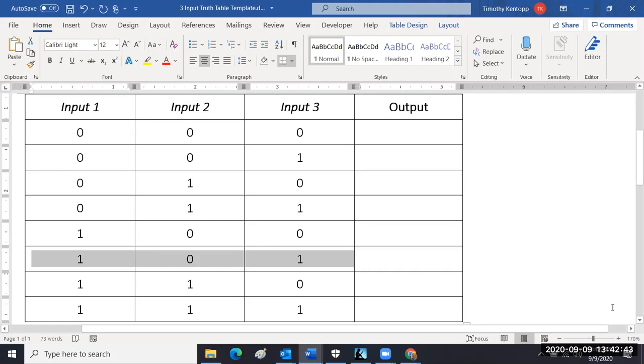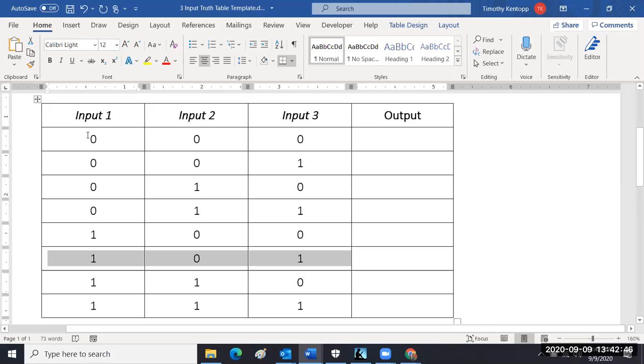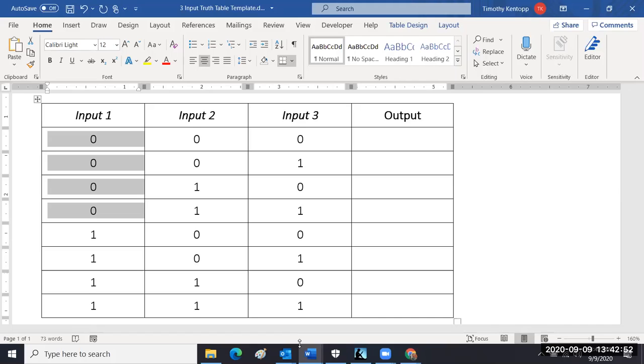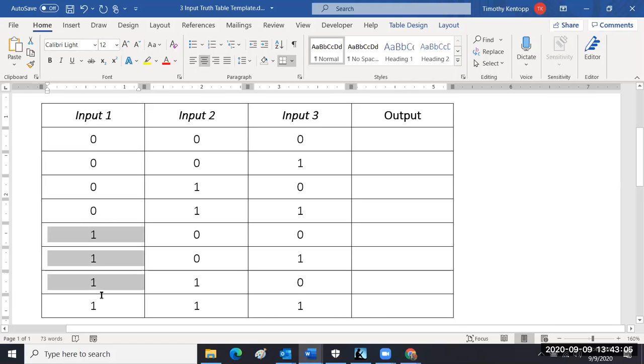You want another comparison that really helps? Watch this. What do you notice about the first column for the possibilities? The first 4 inputs for input 1 here are all 0. The next 4 inputs for input 1 are all 1s. Look at the second column: 0, 0, 1, 1, 0, 0, 1, 1. See the difference? And then look at this one: 0, 1, 0, 1, 0, 1.